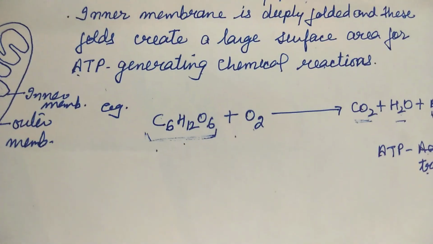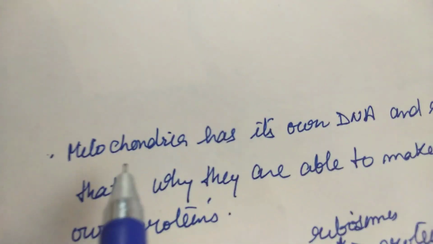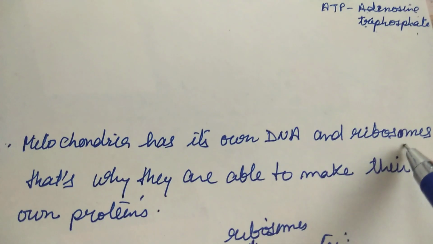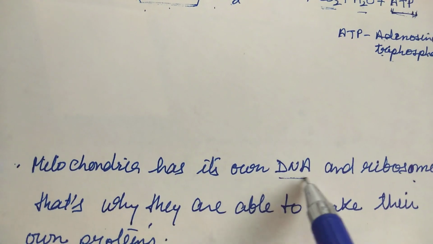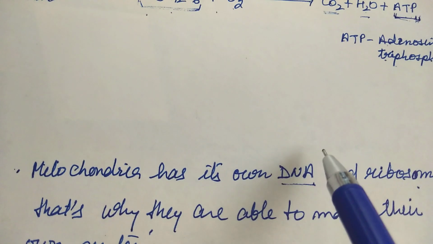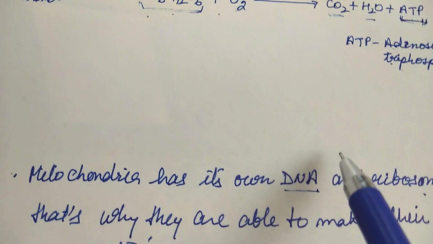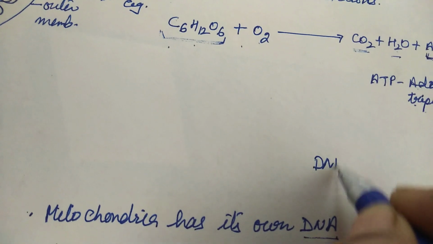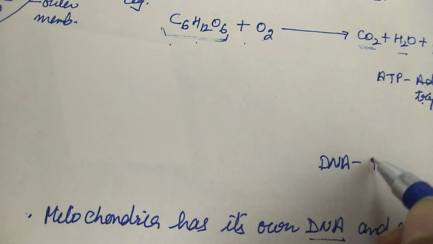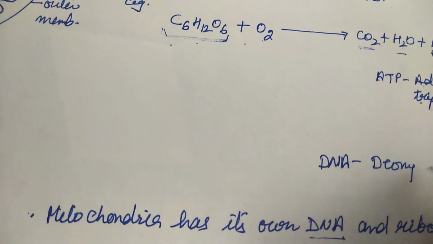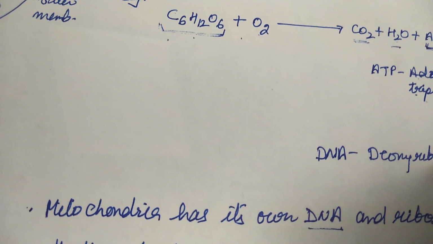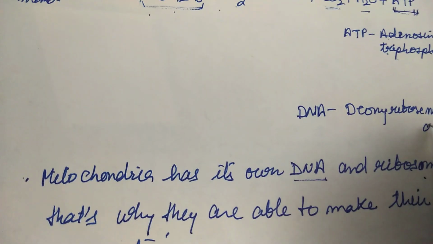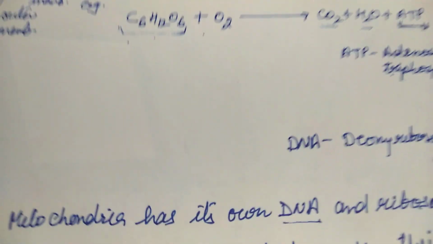One more thing about mitochondria is that it has its own DNA and ribosomes. DNA, as we have studied in the nucleus, is deoxyribose nucleic acid, a genetic material. If we write the full form of DNA, it is deoxyribose nucleic acid. Clear?